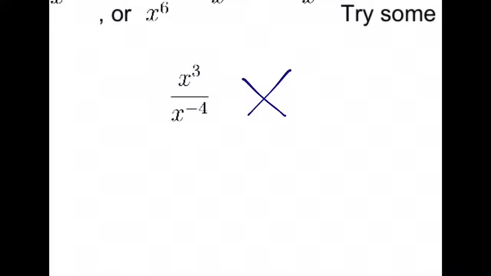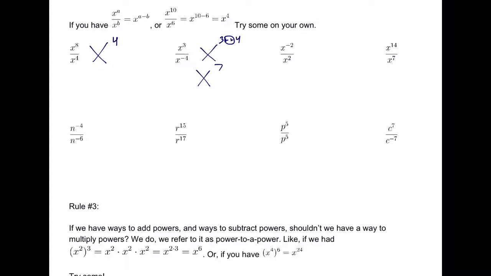This becomes x to the 3rd minus a negative 4. Those two minuses become plus, and this gives us x to the 7th. Try some of these others.